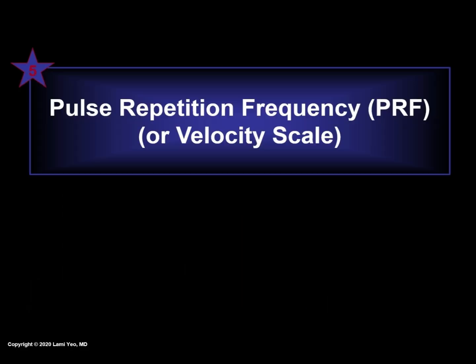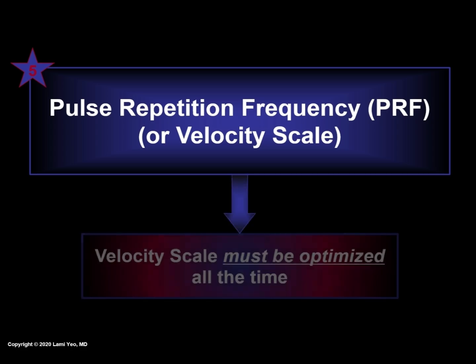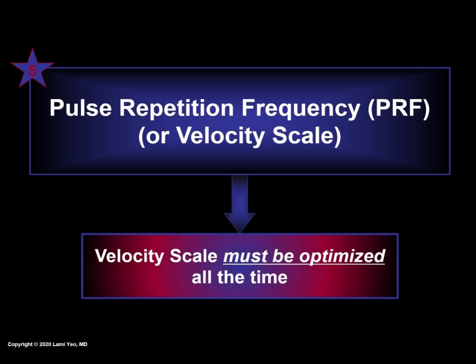It is noteworthy that when performing color Doppler sonography, the velocity scale, or PRF, must be optimized all the time to represent the real color velocity of the studied vessel. There are a couple of reasons for this, which will be explained in the next few slides. The operator is able to manually adjust the range of the velocity scale on the ultrasound machine by adjusting the PRF control button.